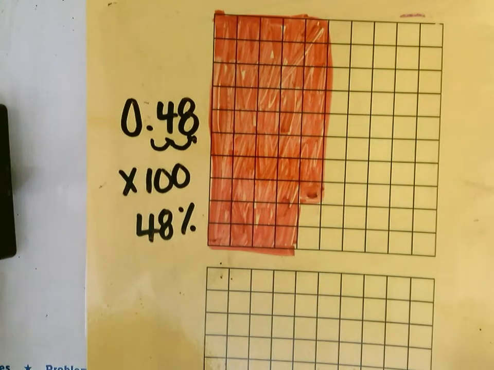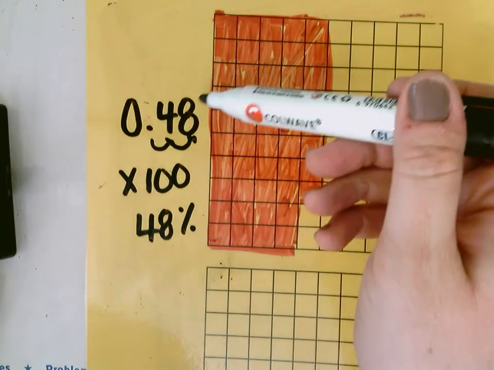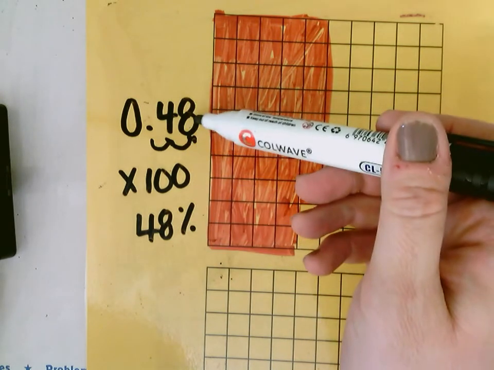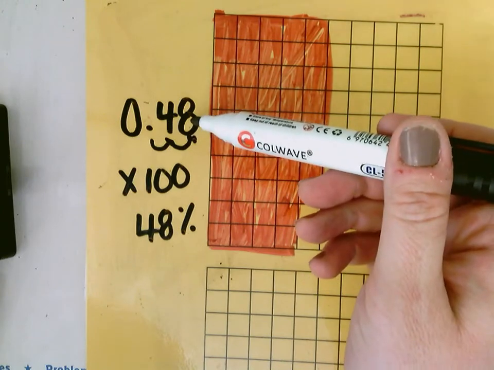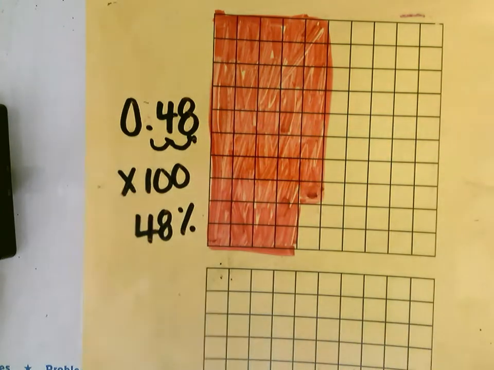This is the opposite of what we did when we changed from percent to a decimal. When we went from percent to a decimal, we divided by 100. We're going from a decimal to percent. We're going to multiply by 100.